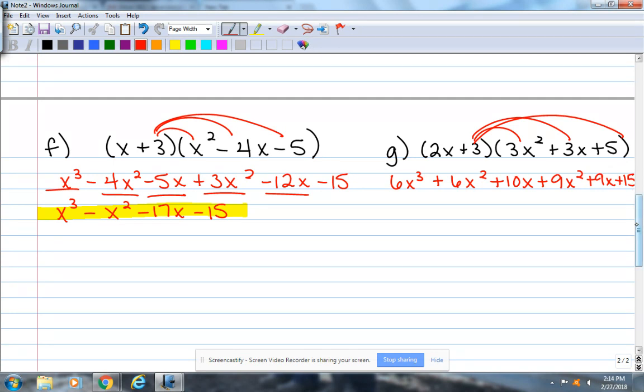Sorry, I had to scrunch them up over there. And then what do we do now? Start adding together like terms. Does 6x to the third have any buddies? Cubed. No friends. Put your squareds together. So 6x squared plus 9x squared is 15x squared. And then 10x plus 9x is what? 19x. And then keep the plus 15.